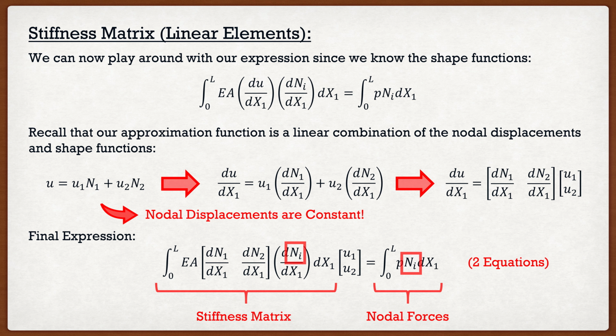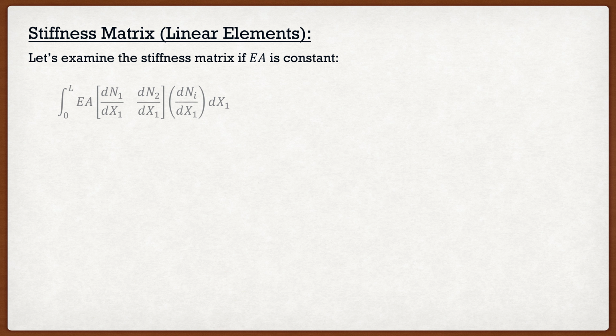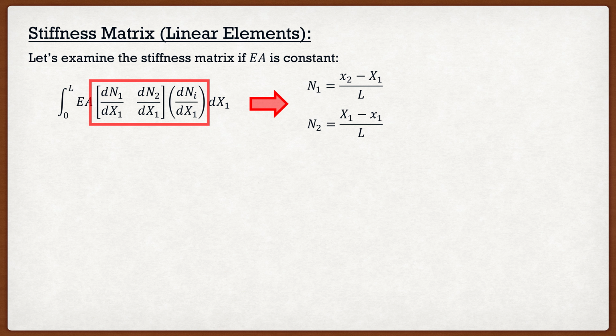So let's say that we want to examine what our stiffness matrix will be if EA is constant. Remember that we have this nice equation for our stiffness matrix here, and we basically need to determine two things before we can plug and chug our way through. We need to take the derivative of N1, and we need to take the derivative of N2. We know our shape functions. They're simply (x2 minus x)/L and (x minus x1)/L. Keep in mind that the small x's there are the nodal coordinates, not some sort of variable like big X. Those are the nodal coordinates of our element.